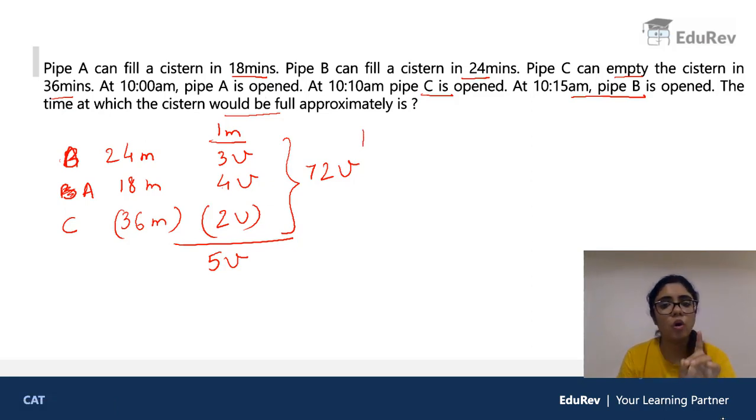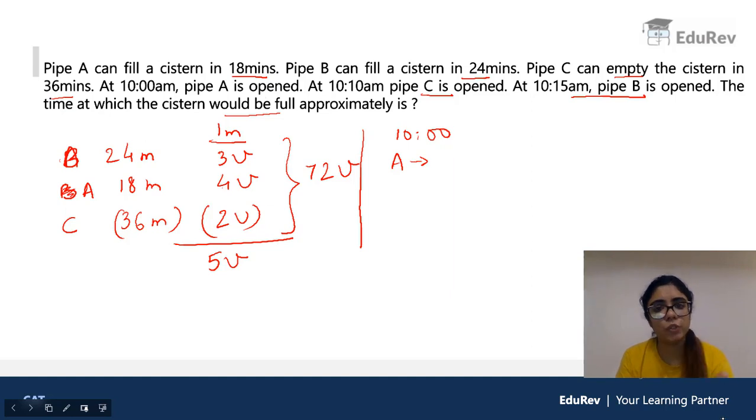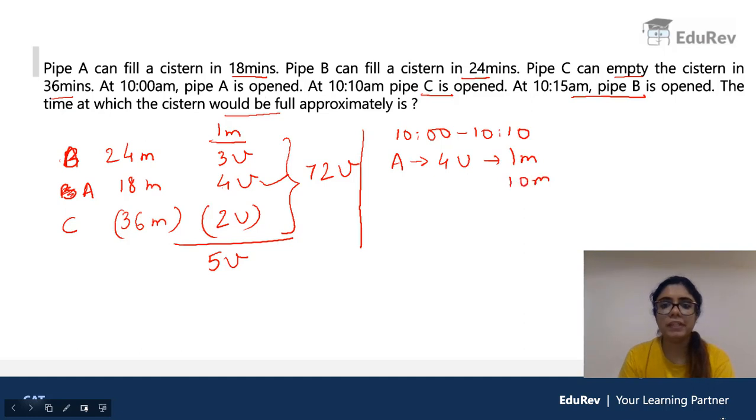But all 3 are not open at the same time. So at 10 o'clock, what happened? At 10 o'clock, pipe A was open. So A worked individually from 10 till 10:10. 10 minutes A was working individually. Now A fills 4 units in 1 minute. So how much will it fill in 10 minutes? In 10 minutes it will fill 40 units, right? So out of 72, 40 is filled. So we are left with 32 units.